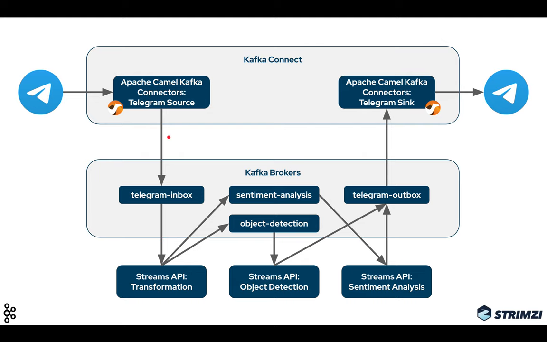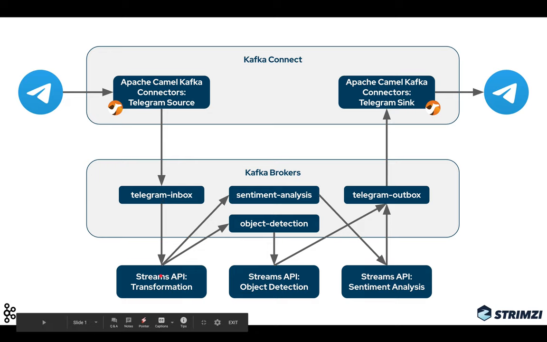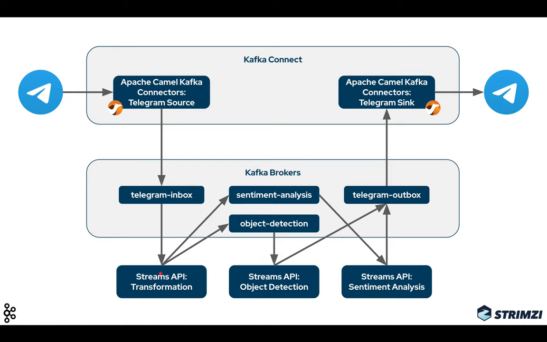First, we will use the source connector to read the messages which we receive into a topic called Telegram inbox, where we will use some Strimzi API application to read this message, transform it, and branch it into two different Kafka topics. When the message from Telegram contains text, it will do a sentiment analysis, and when it contains some picture, then we will do object detection.